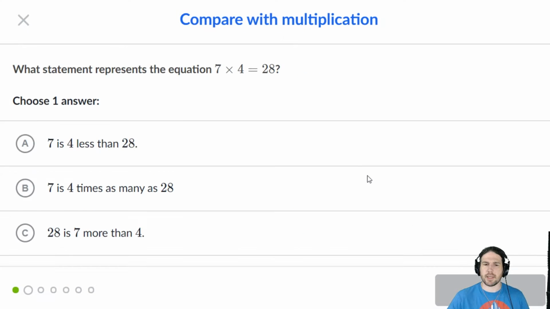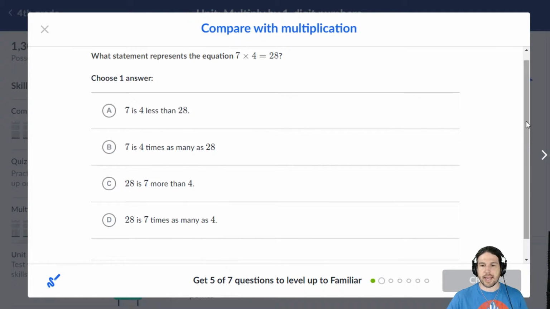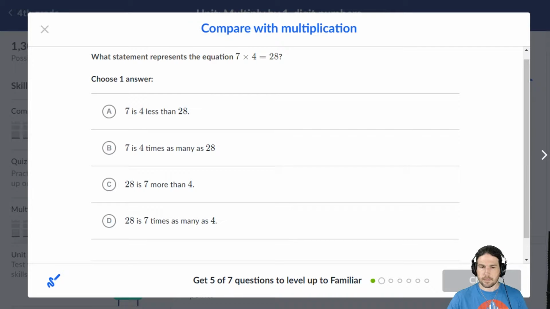Which statement represents the equation 7 times 4 equals, well, now that I'm saying it out loud, what statement represents that equation? Well, this is good because we have a lot of different ways of expressing things, right? If I say 4 less than 28, that's actually subtraction, right? That would be 28 minus 4.